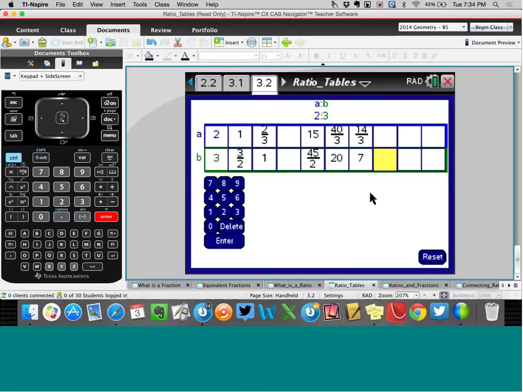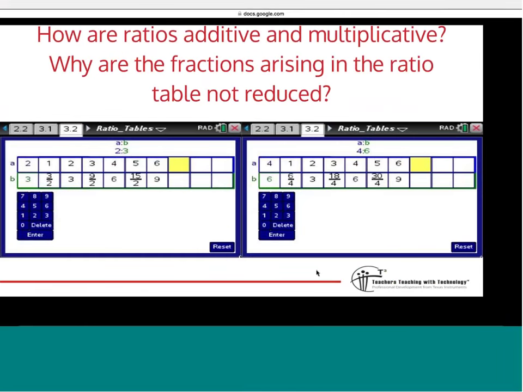So let's look at these two slides for just a minute. This was from that page on which we were just working, and there are two different starting ratios. We start with the ratio 2 to 3 on the image on the left, and then 4 to 6 on the image on the right.